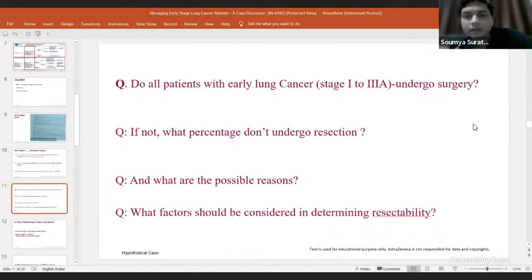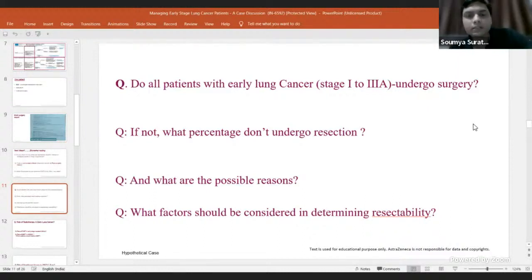So 3A is the area of target, and of course, as Sushant pointed out, it has to be discussed in a multidisciplinary team, and your thoracic surgeon has to take a call whether he wants to go ahead with the neoadjuvant chemotherapy. So the percentage undergoing resection, I think all of us agree that it is very less. In Odisha, most of the patients come in advanced stage. And what are the possible reasons?